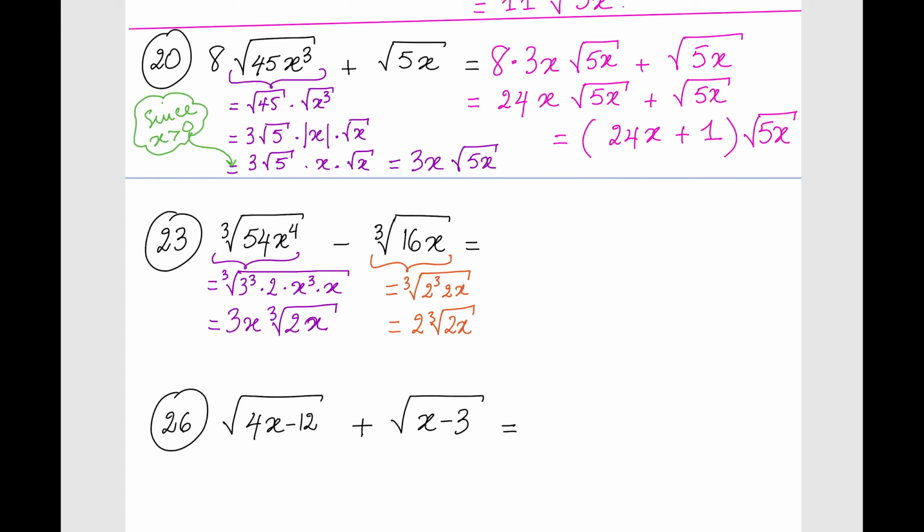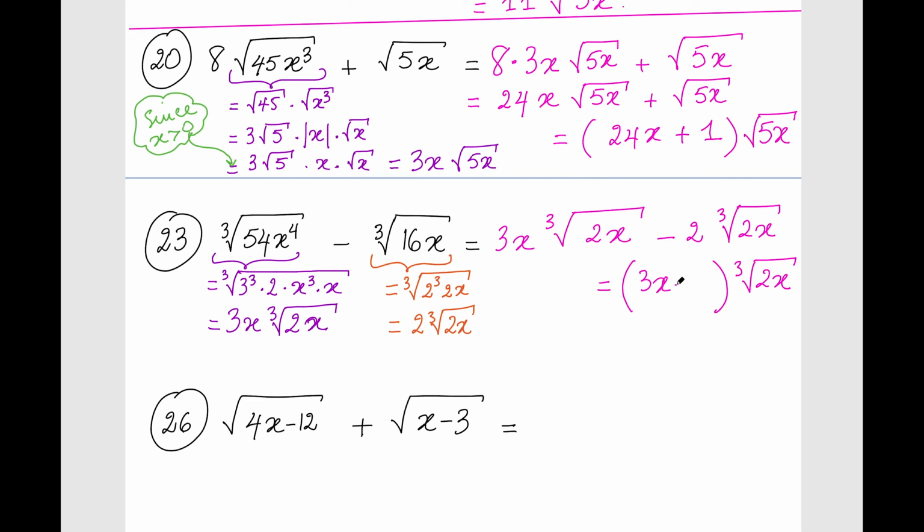So all in all, you get, for the first one, 3x cube root of 2x minus 2 cube root of 2x. And this is the same thing as if you factor out the cube root of 2x, you get 3x minus 2, right?